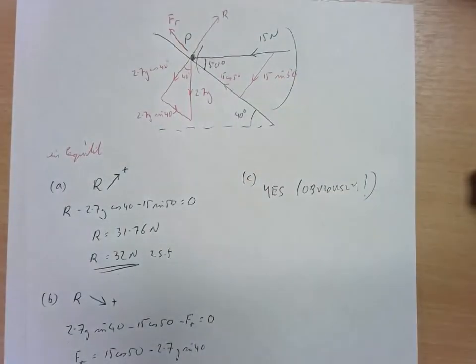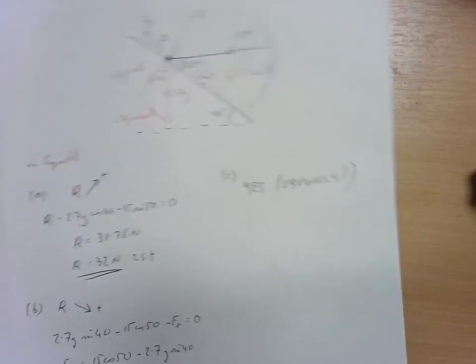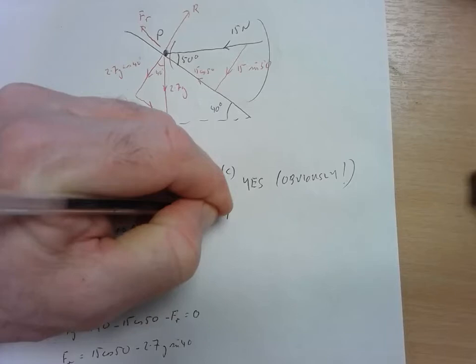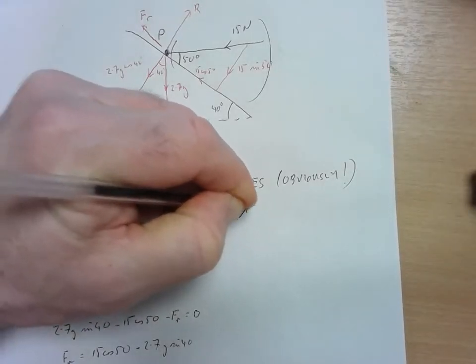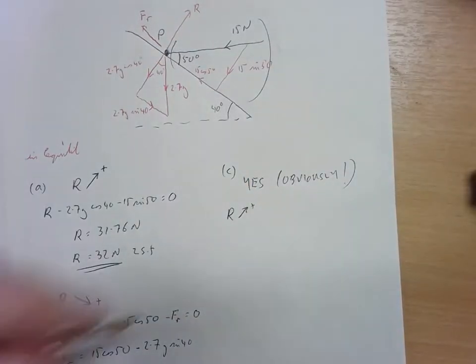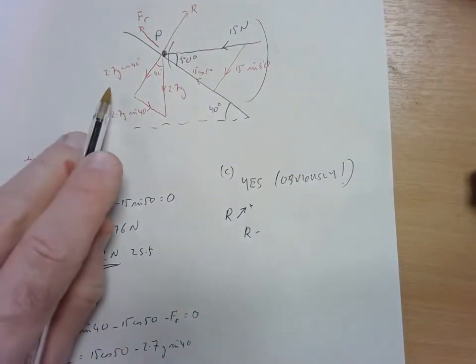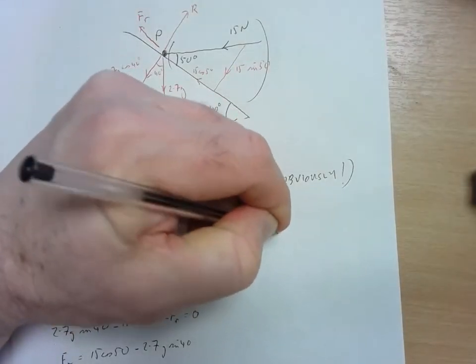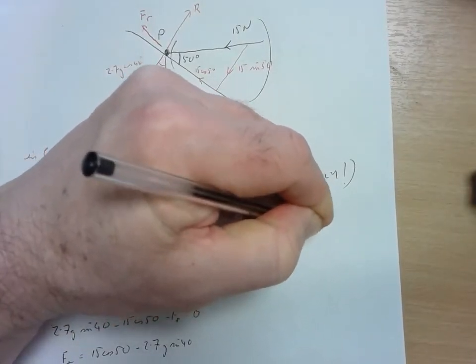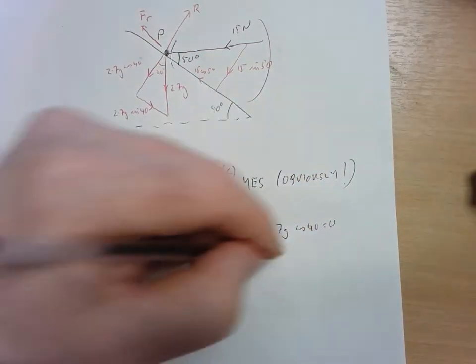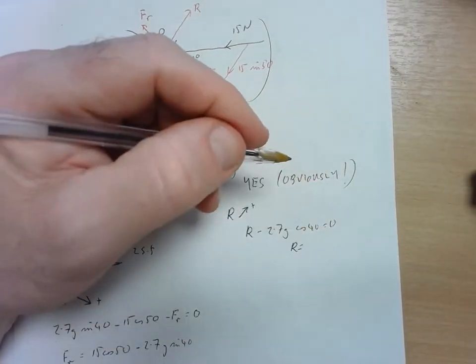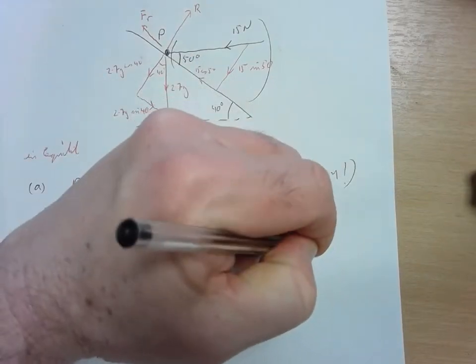Obviously, unfortunately, that won't get you any marks. So what are we going to look at? Just going to run through everything again. Resolving perpendicular to the plane, but now without the 15 newtons, R minus 2.7 G cos 40 equals 0. So R is now 20.3.